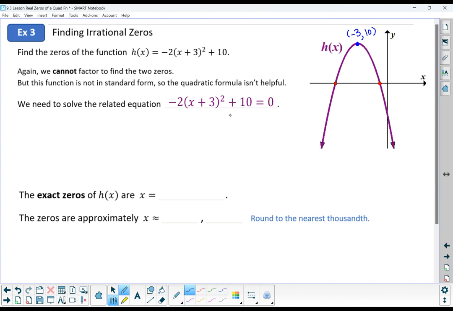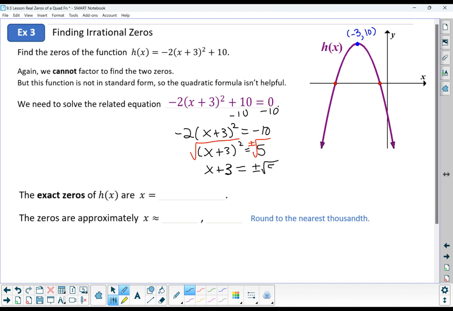So I'm going to go ahead and start by subtracting 10 from both sides of my equation. And then I'm going to divide by -2. And when I take that -10 and divide by -2, I get a 5. Now I'm going to apply a square root to both sides. That introduces the plus and minus symbol. And so now I have x plus 3 is equal to positive and negative root 5. Now root 5 doesn't simplify. You could type that into your calculator to check, but it doesn't simplify.